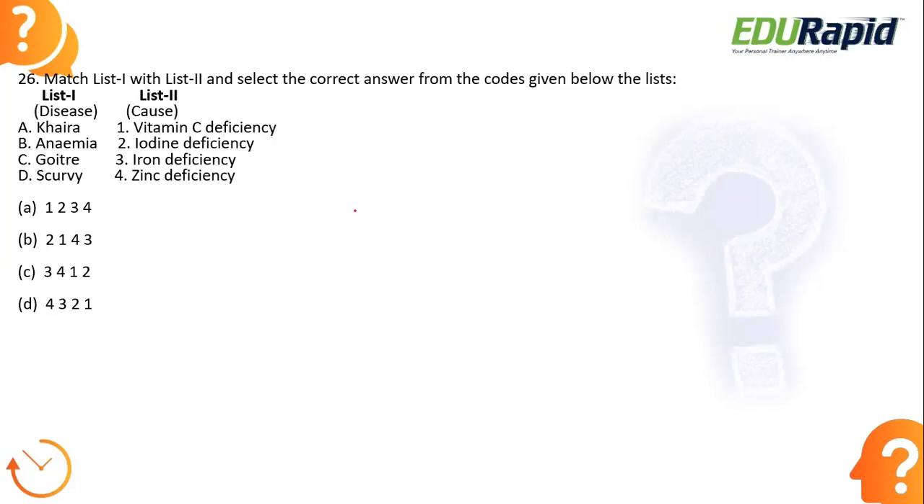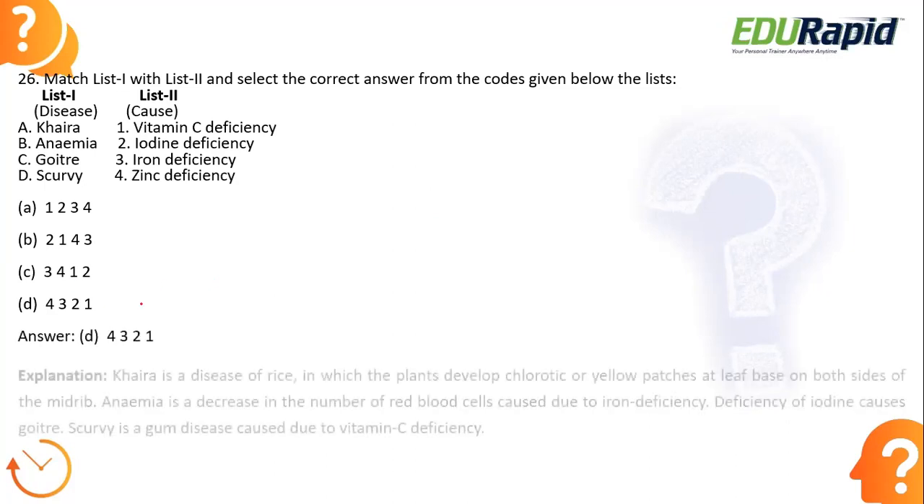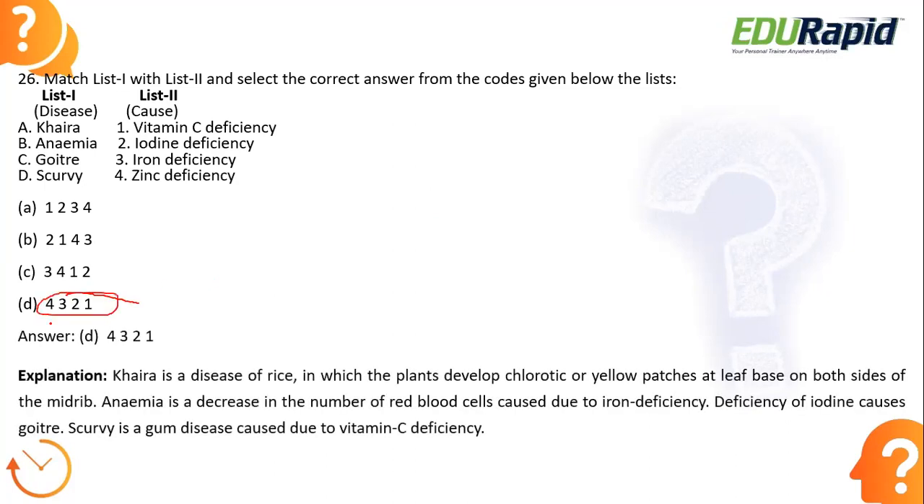Okay, now we'll look at the right answer here. The right answer is option D, 4, 3, 2, 1. So Khaira is all caused because of zinc deficiency, specifically in the case of plants. In rice plants, usually at the base of the leaves, in between the mid-rib, yellow patches can be observed. That's all because of zinc deficiency. Zinc is one of the minerals required for the normal growth of the plant, right? If there is a deficiency of the same, that can lead to a disease called Khaira, specifically in rice plants.